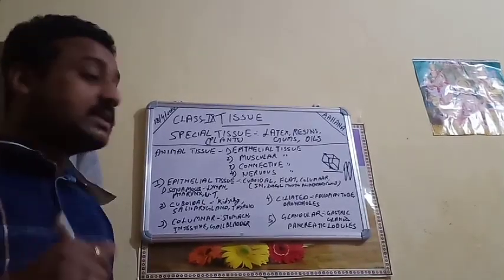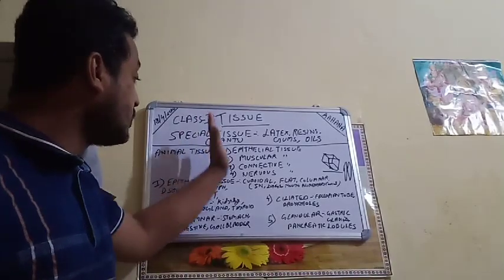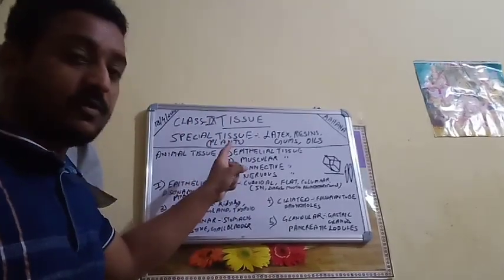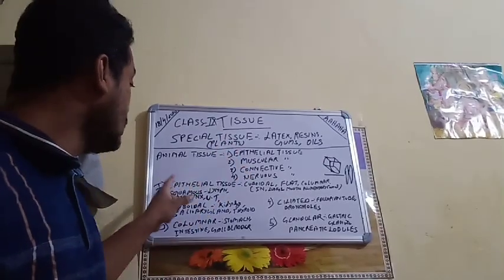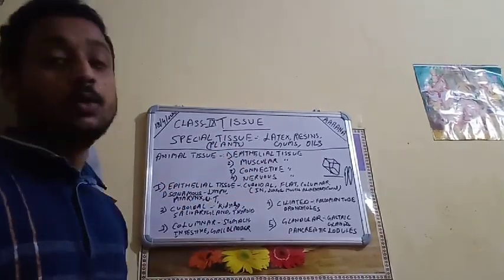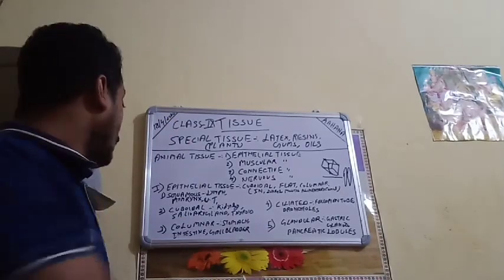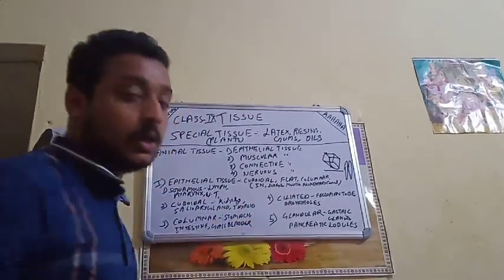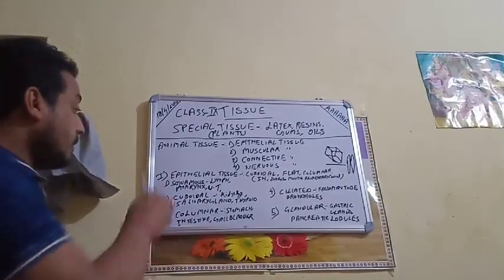So when we are discussing one by one, animal tissue is distributed into 4 parts. Out of the 4 parts, the first part is the epithelial tissue. Epithelial tissue is again distributed into 5 parts. What are those? Squamous, cuboidal, columnar, ciliated, and glandular. Now the first one is the squamous.